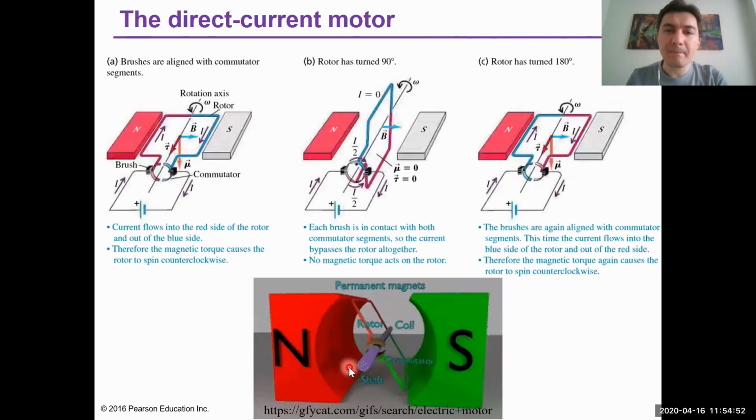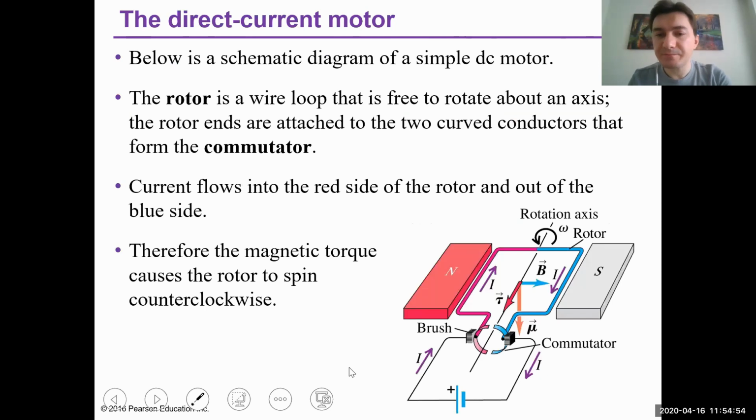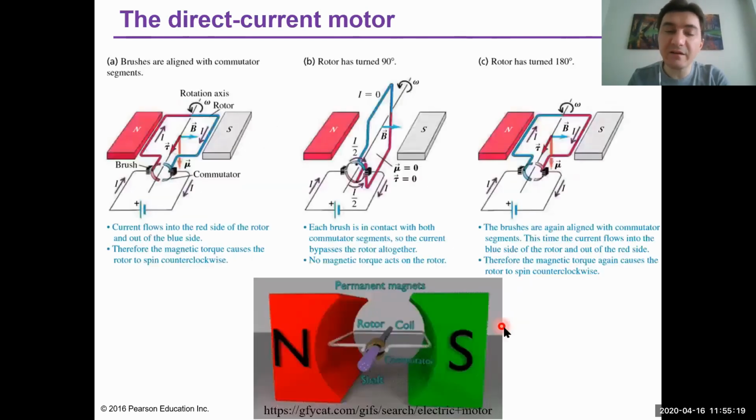But what we have learned is that this is the direction of the magnetic moment, and this is the direction of B. Due to that torque, the magnetic moment will be parallel to the magnetic field at the end, and then it will stop. In order to prevent this, there is a commutator here.